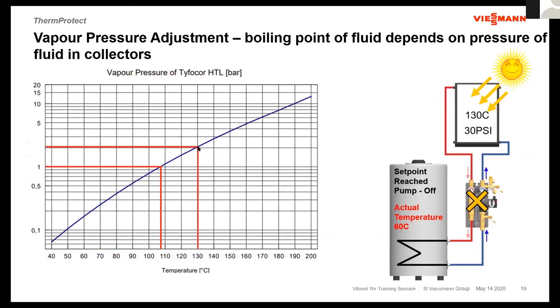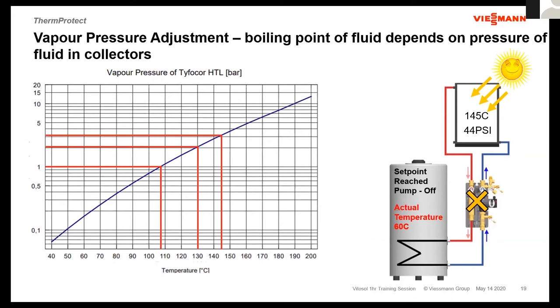If we go up to 130, basically up to two bars, up to about 30 pounds of pressure at the collector here, now that boiling point moves from 108 up to 130 degrees. If we go to 145 C, which is the max temperature the ThermProtect collector will reach in an application, 145, we're basically at about 44 pounds. Once we exceed 44 pounds, we're going to start that fluid boiling or flashing to steam.